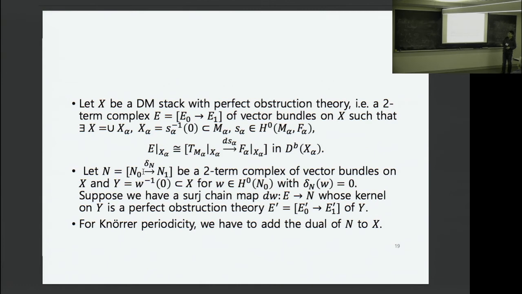Now suppose that we also have a two-term complex of vector bundles N on X. And then suppose we have a section W of N_0, the first vector bundle, and this W lies in the kernel of the map delta_N. Then we consider the zero locus of W in X. That's my Y.